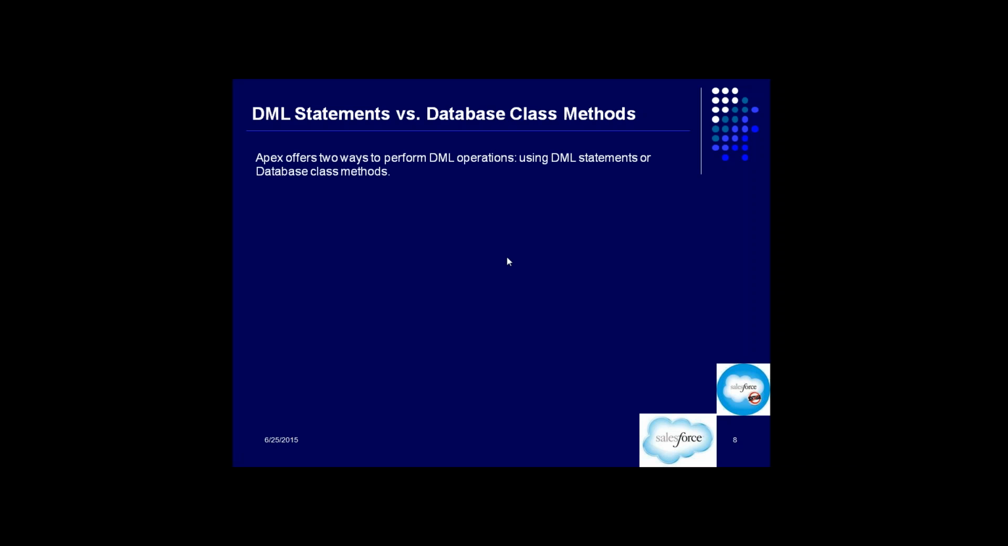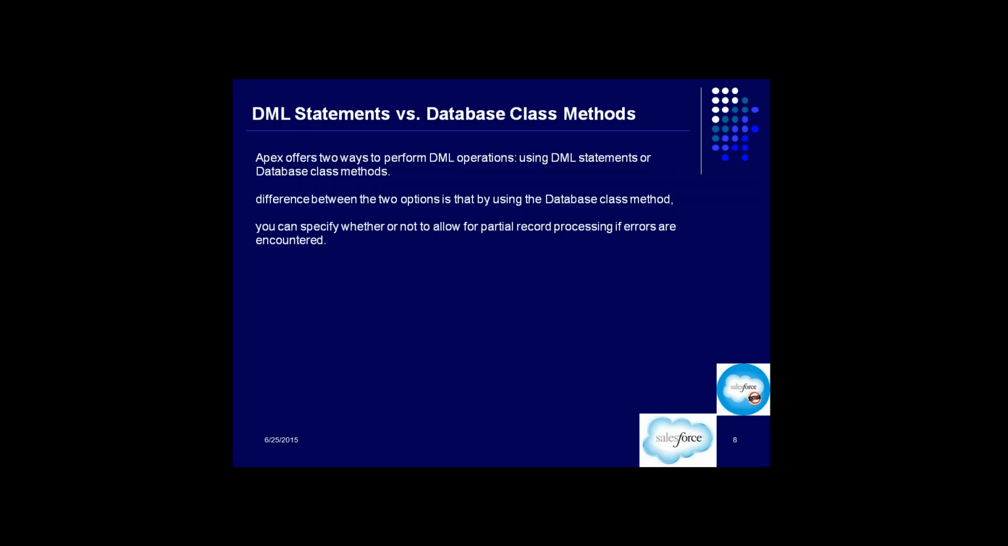Apex offers two ways to perform DML operations using DML statements or database class methods. So the DML statement is something which is very common. Okay, but there is some requirement for a database class method. What is that requirement? The point is that the difference between the two options is that by using the database class method, you can specify whether or not to allow for partial record processing if errors are encountered.